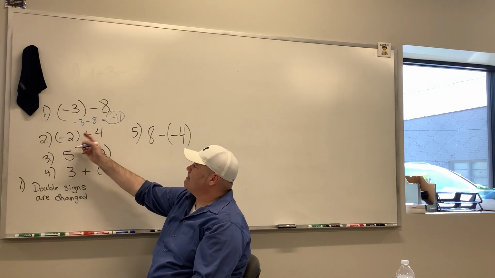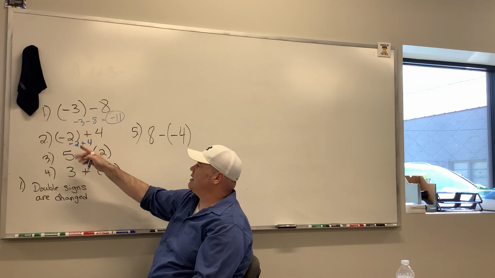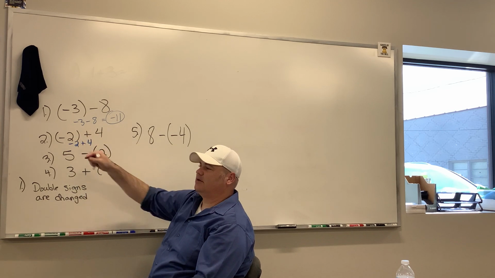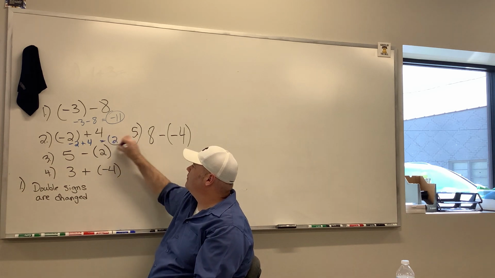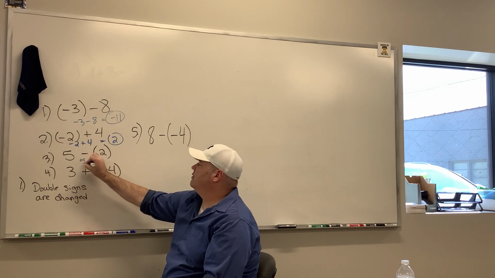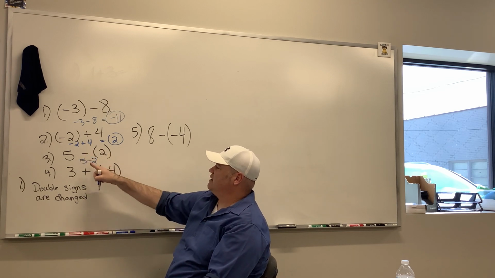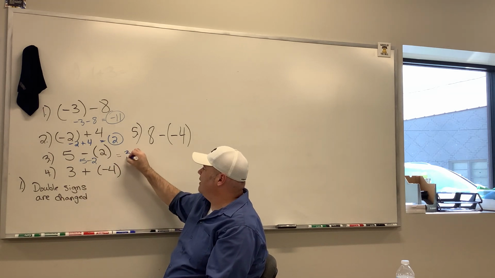This one, I don't need the parentheses there. Okay, it's not separating anything. So -2 plus 4, you start down at -2, come 4 to the positive, I get 2. Okay. This one, I can get rid of the parentheses and just do it as 5 minus 2, start at 5, go 2 down, and you've got 3.